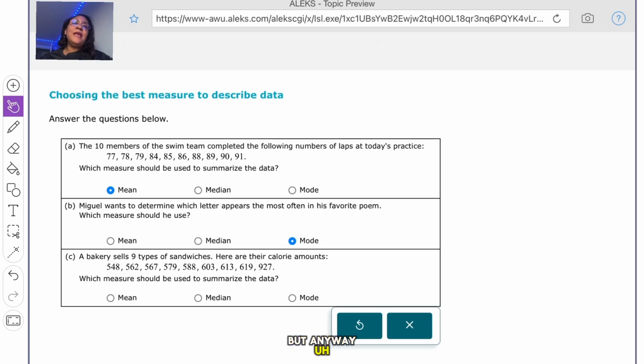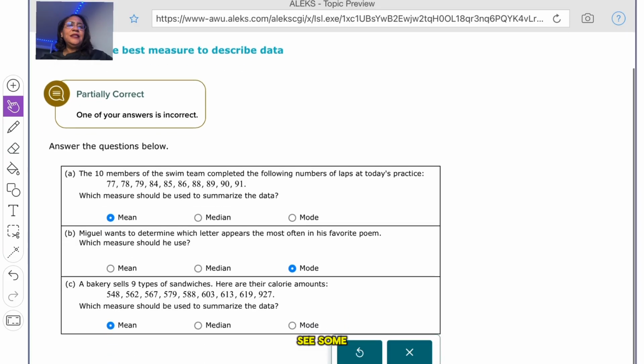But anyway, a bakery sells 9 types of sandwiches. Here are the calorie amounts. Which measure should be used to summarize the data? I would say the mean, but usually these questions want you to pick one of 3. Summarizing is usually the mean. A little bit confused, but okay.